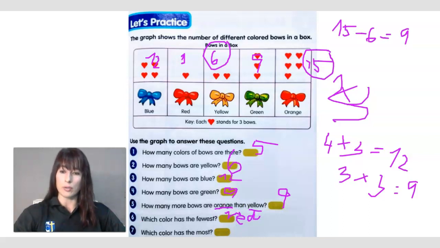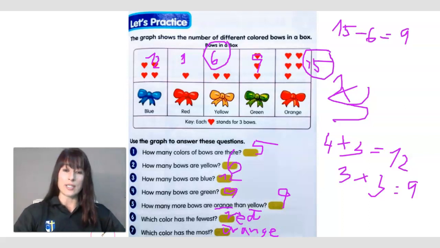Oh well, enjoy yourself. Which color has the most? Now when they say the most, I'm looking for the biggest number, right? For the number that's the greatest. Well, the boss in here, the greatest number in here, I see it. It's number 15. It's the orange one. So I would put here orange. Yeah, I did it.